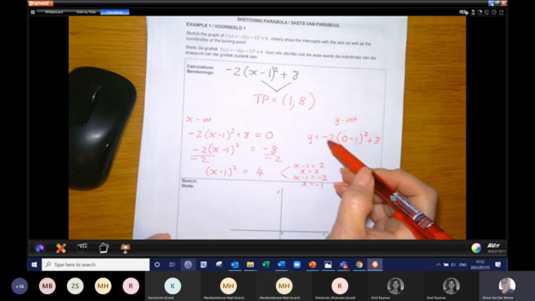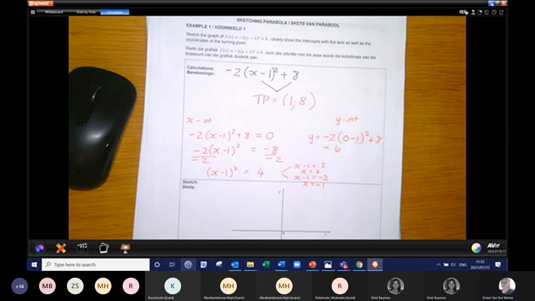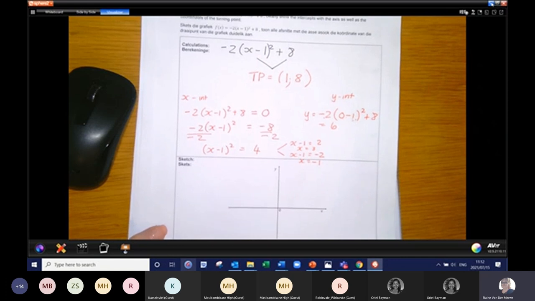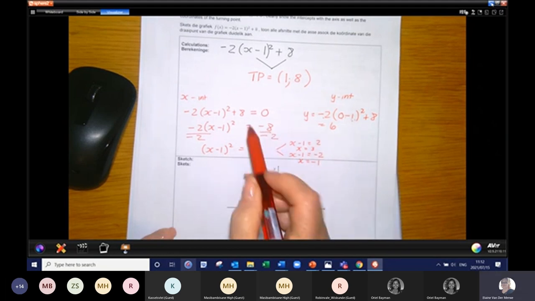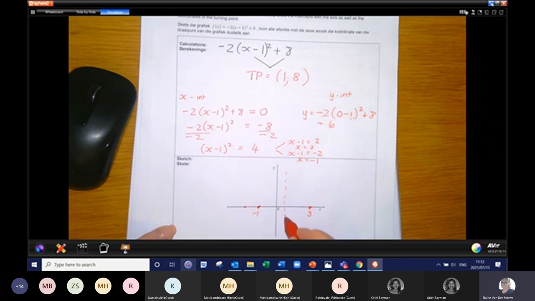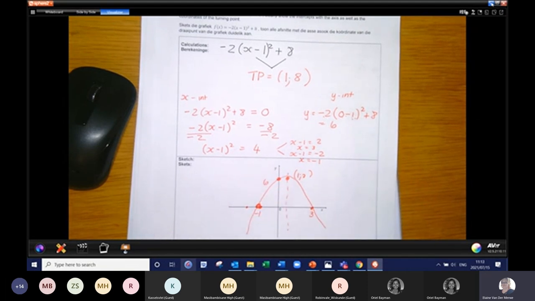And the y-intercept is very easy. 0 - 1 = -1, (-1)² is 1, multiply by -2 is -2, + 8 is 6. And then we can draw the graph. We start by doing the x-intercepts. The x-intercepts are at 3 and at negative 1, maybe there somewhere. And then the axis of symmetry is x = 1, so the turning point (1, 8) will be somewhere there. And then we have our graph. And what's missing is the y-intercept, which will be at 6.